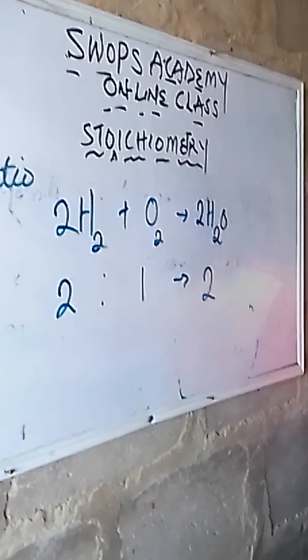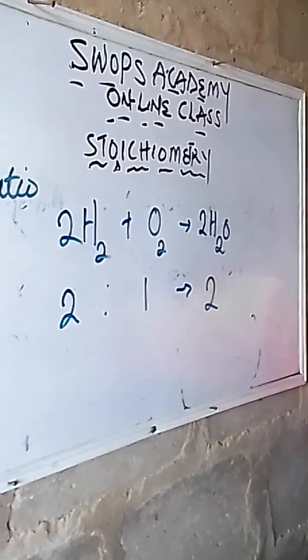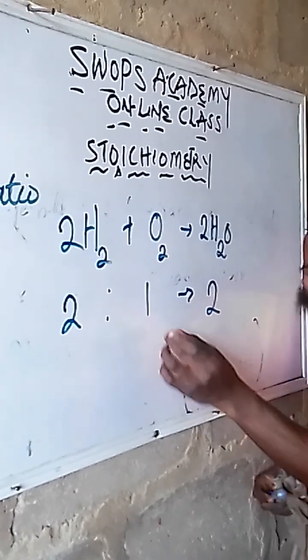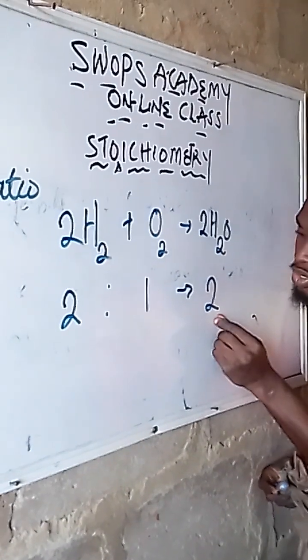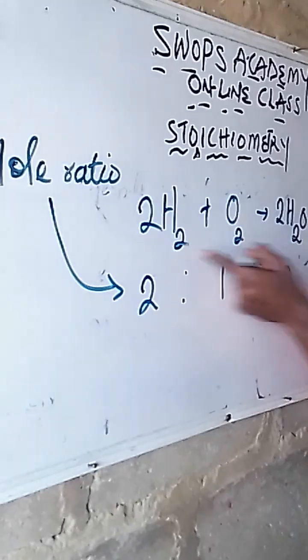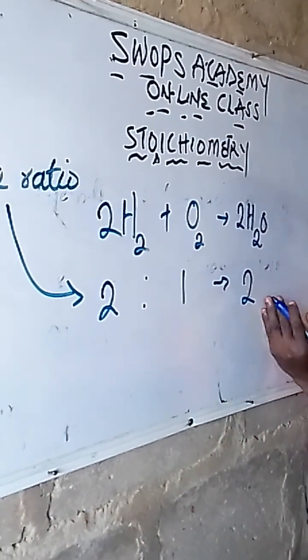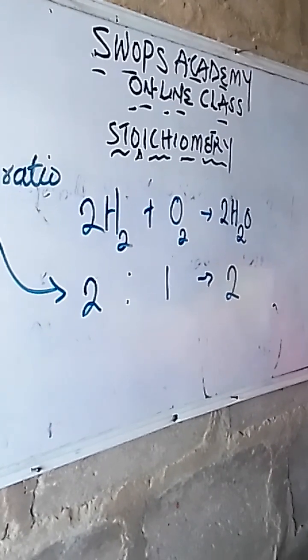But we are not dealing with acid or base here, that's why I'm not using Na or Nb. So here we have 2, here we have 1, here we have 2. That is the mole ratio for this particular reaction. It is 2 ratio 1 ratio 2. Are we together?